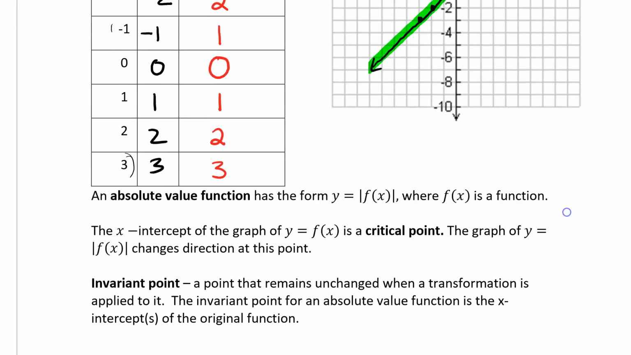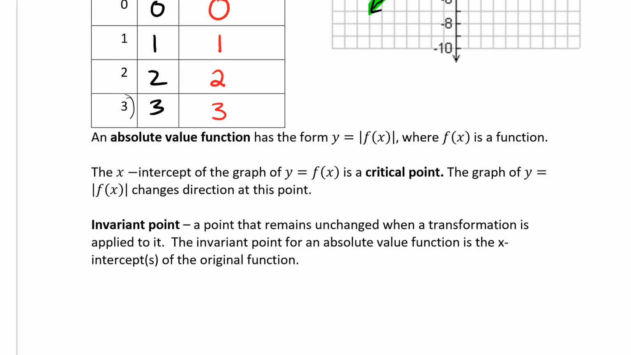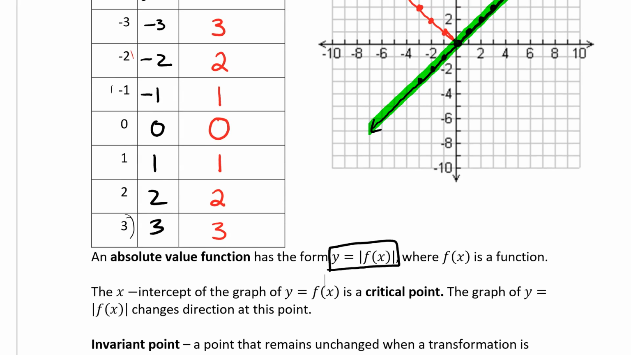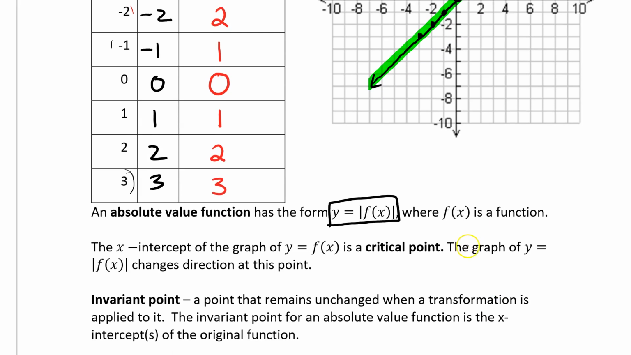So an absolute value function has the form y equals f of x, where f of x is a function. Okay, so that means it would pass the vertical line test. It's 1-to-1. The x-intercept of the graph of f of x is called a critical point. So here our x-intercept is also our y-intercept. This is a critical point, because the graph changes directions at that point.